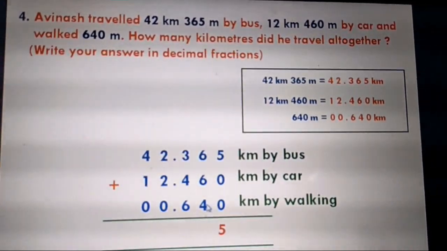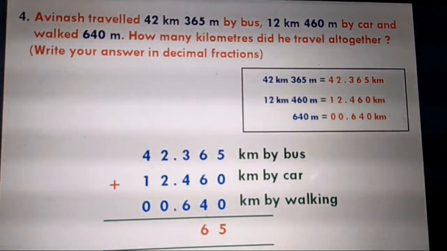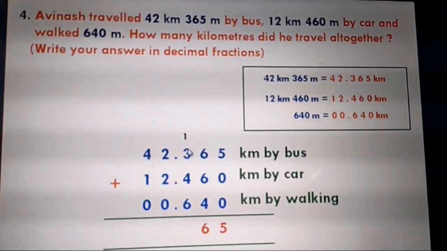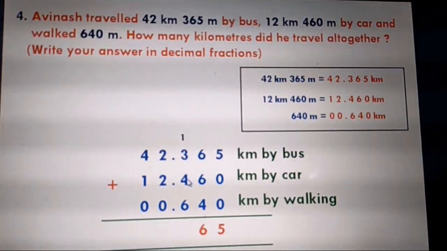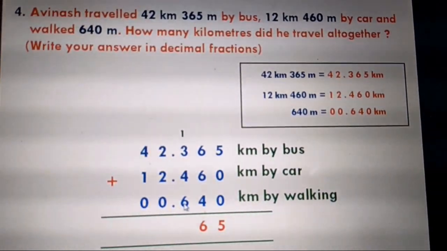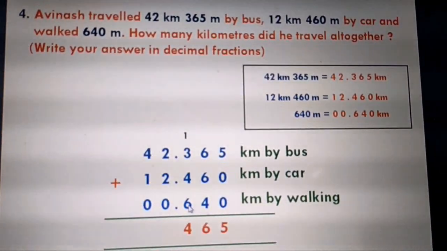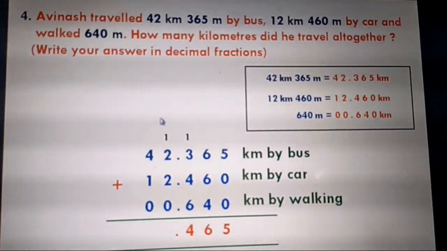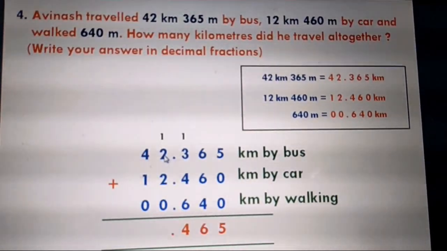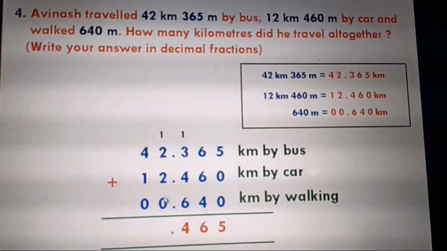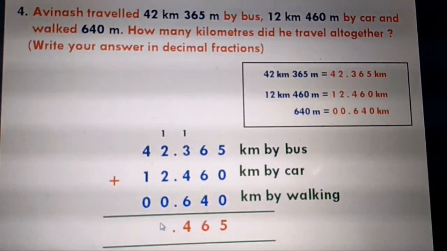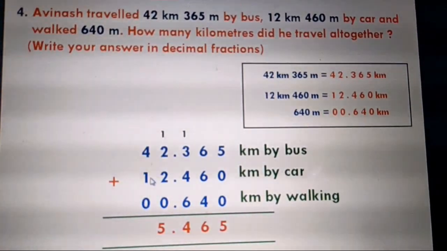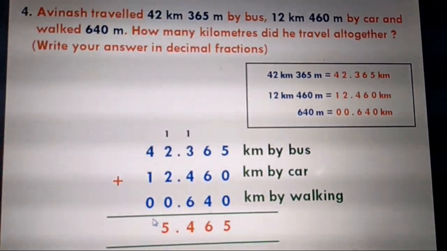Now we will add: 5 plus 0 plus 0 equal to 5, 6 plus 6 equal to 12, 12 plus 4 equal to 16. So 6 we will write here, carry 1. Now this 1 plus 3 equal to 4, 4 plus 4, 8, 8 plus 6, 14. Right? Again 1 will be carried forward. Now decimal we will put. Now you will add 1 plus 2 equal to 3, 3 plus 2 equal to 5, 5 plus 0 equal to 5 only. Correct? Now next 4 plus 1 equal to 5, 5 plus 0 equal to 5.